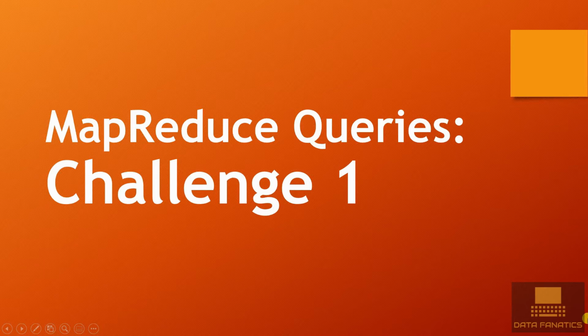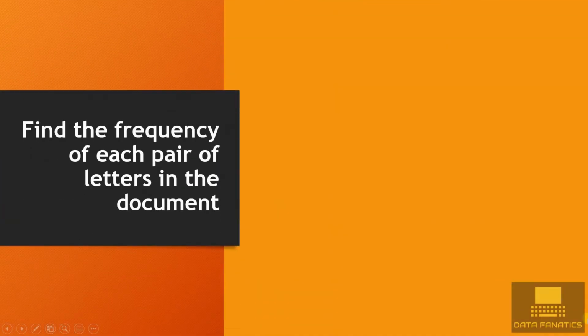Today let's talk about our first challenge. Just to summarize, till now we have seen MapReduce queries for counting words, getting the frequency of each word and letter in a file. So let's see what our first challenge is. Now you need to find the frequency of each pair of letters in the document. Let's understand this with an example.